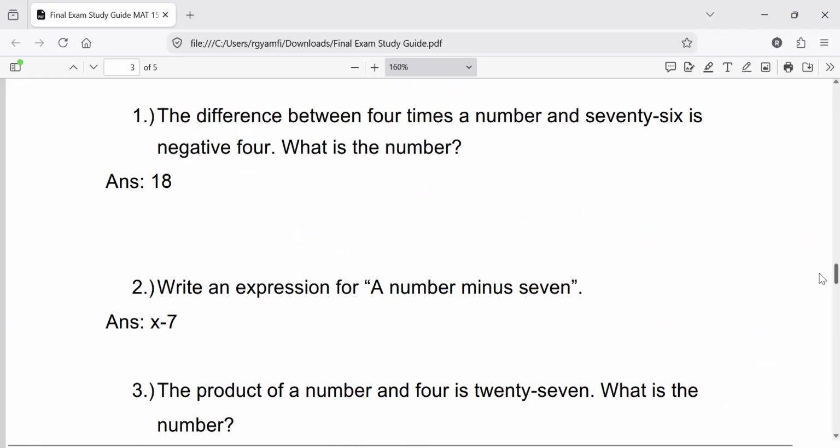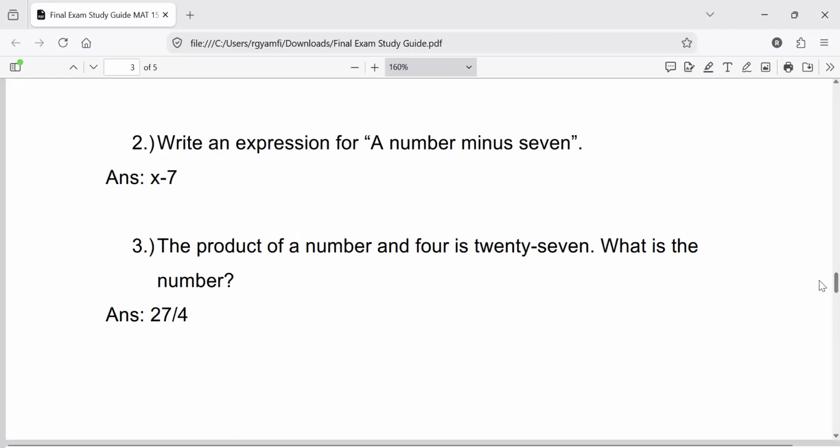Next one. Write an expression. So here is just an expression. You are not solving anything. A number minus 7. My number is x, minus, a subtraction, 7. And that's all. A number minus 7.